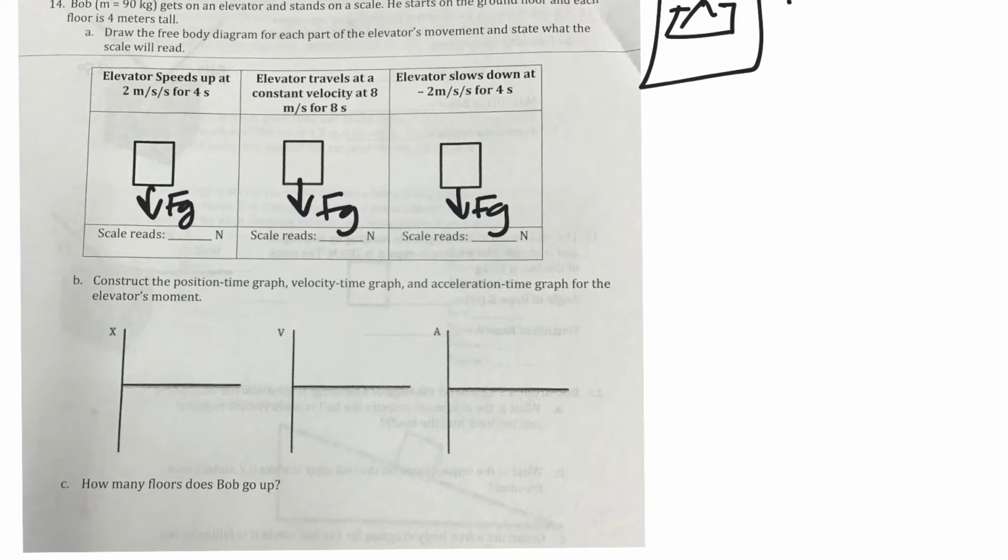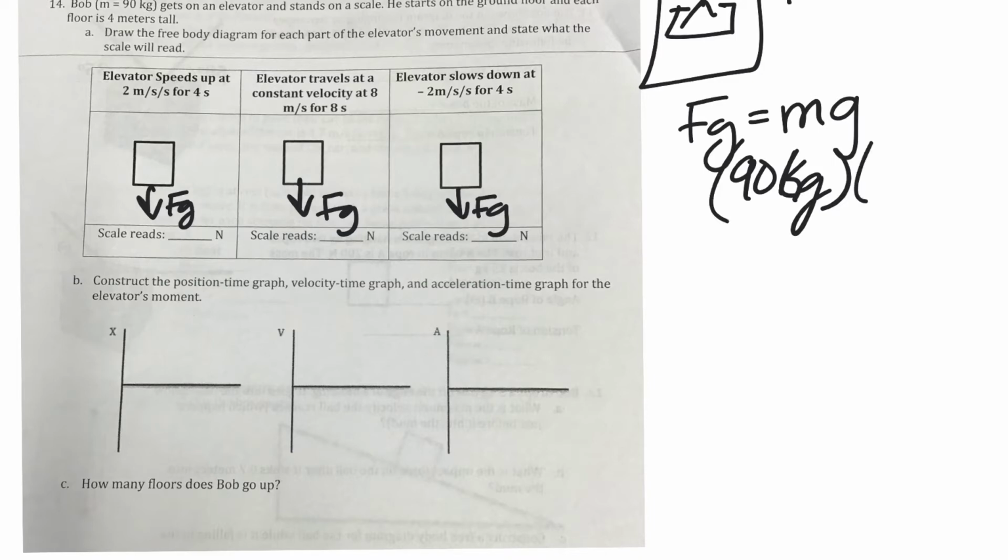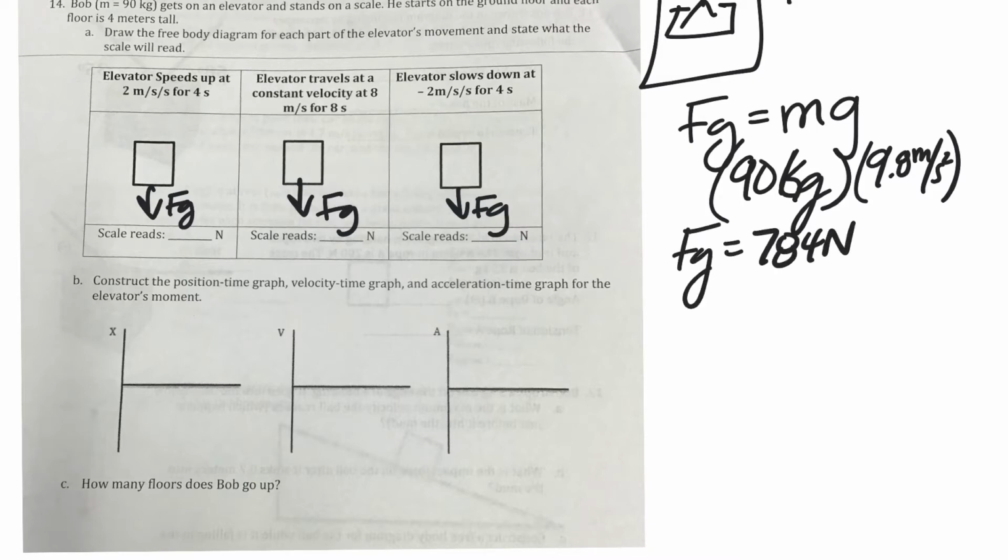Force of gravity is going to be your mass times the acceleration due to gravity on that planet. In this case, it doesn't tell us we're not on Earth, so we're going to assume we're on Earth. So our mass of Bob is 90 kilograms, and the acceleration due to gravity on Earth is 9.8 meters per second squared. We multiply that, and we get a force of gravity of 784 newtons. So for all of these, it's going to be 784 newtons. You don't even need to look at the situations at this point. All right, so that's easy enough to start.